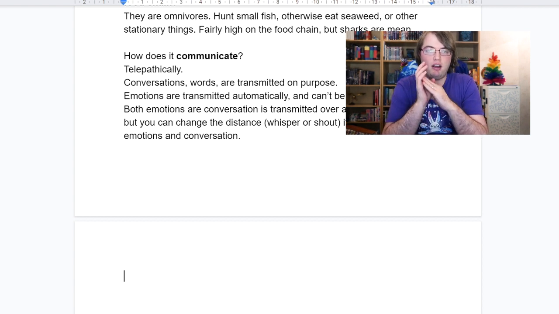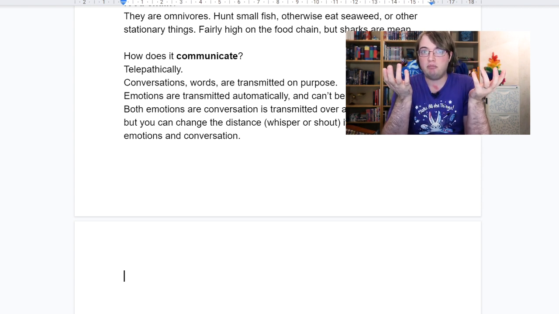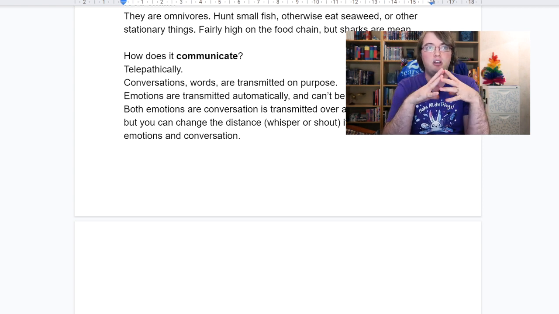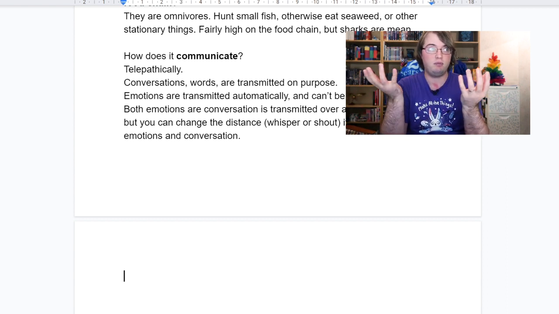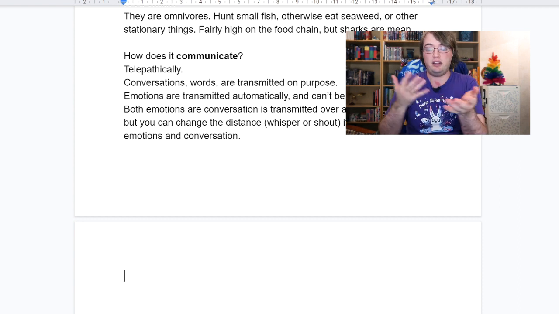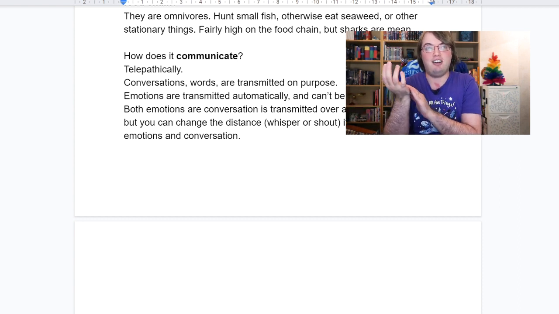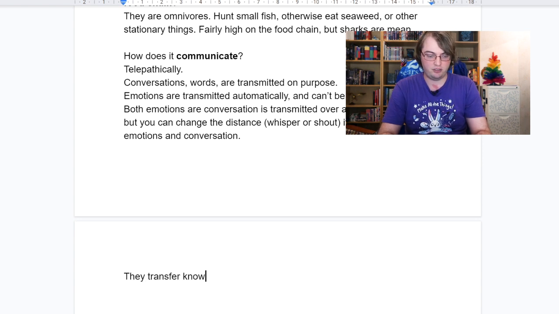Let's give these creatures some kind of species memory, because you're transmitting emotions and conversation, and you're transmitting emotions all the time. So why not, when you die, you transmit your knowledge? Basically, you transmit everything that you know and think and feel to everyone who's around you within a certain distance. That way, everyone around you will learn whatever it is that you already know, and when they die, they will automatically give that knowledge to the next generation. I kind of like that. I really like that, actually. So let's go with that. They transfer knowledge over.